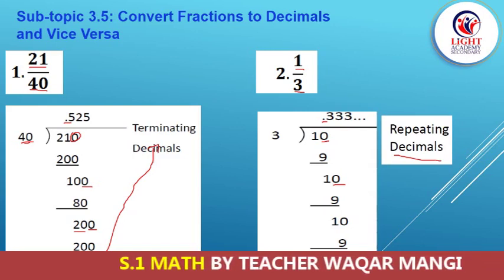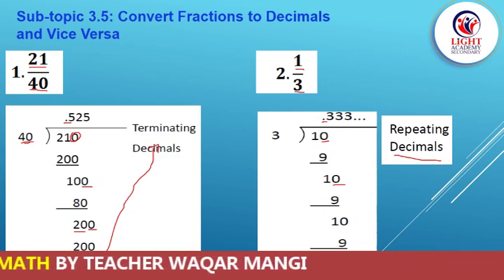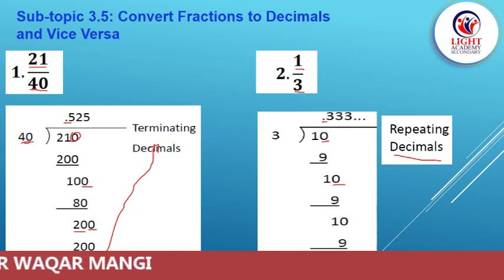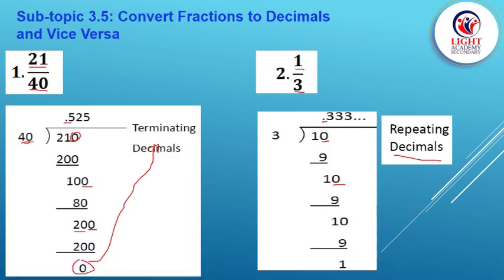Okay, so when the remainder is 0, one more thing I will inform here. When the remainder is 0, you check it out, that number will be a terminating decimal. If the remainder is 0, that number will be a terminating decimal.